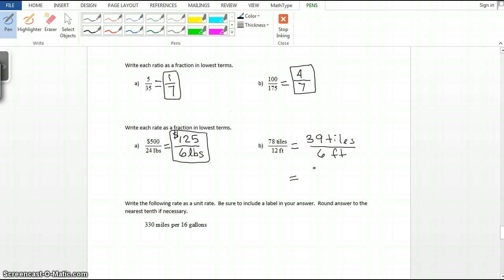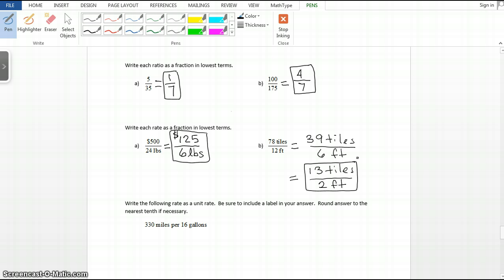So you can also see that with 39 and 6, there's a common factor of 3. So all we have to do is go again. 3 goes into 39 13 times. Make sure you keep your labels on it. 3 goes into 6 2 times. So 13 tiles for 2 feet is the same thing as 78 tiles for 12 feet. That's the answer. Make sure you keep your labels on your rates.